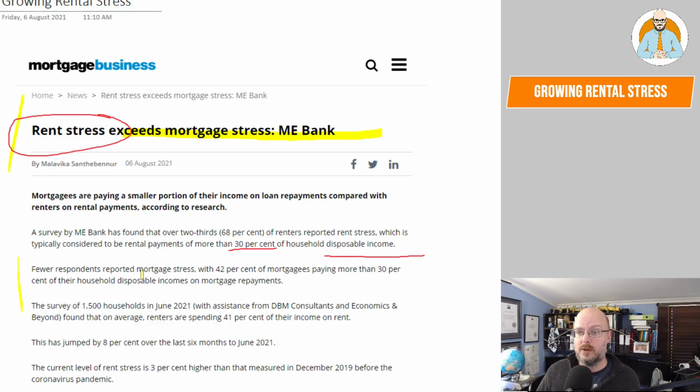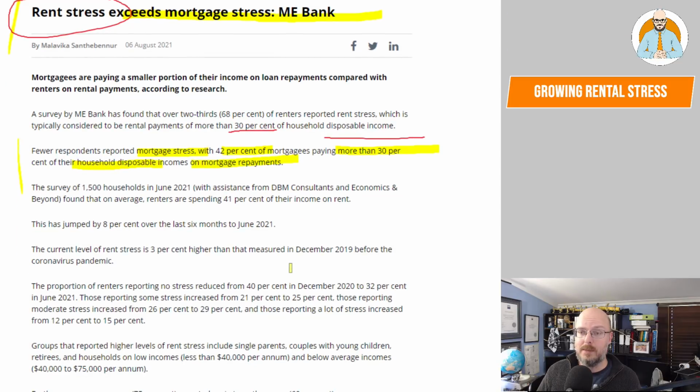Few respondents reported mortgage stress, with 42% of mortgagees paying more than 30% of their household disposable income on mortgage repayments. And remember, the definition that we're looking at is to do with the lowest income households. So if this is someone on $2,000 a week paying 30% on housing costs, it's not going to be the same as someone scraping the barrel.